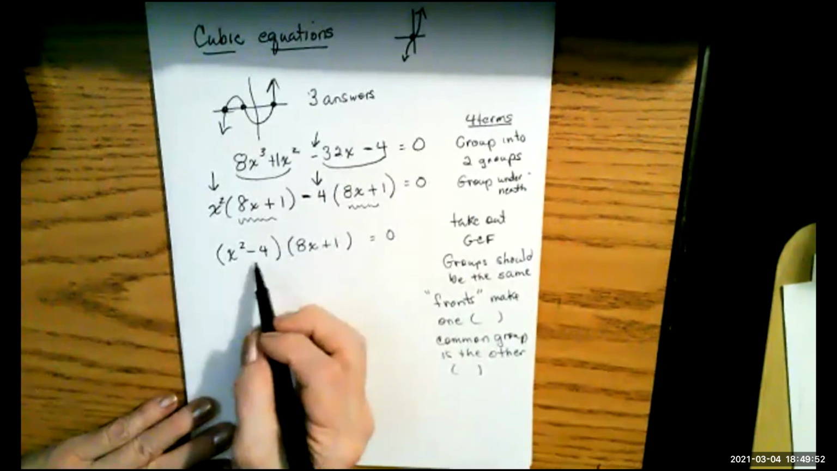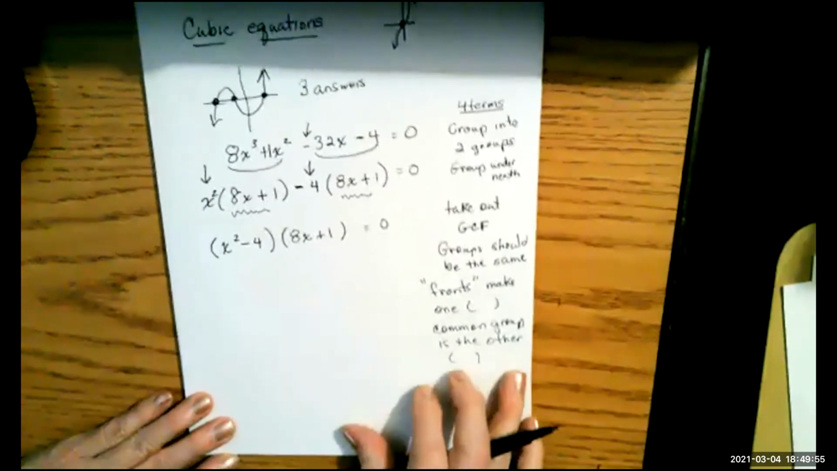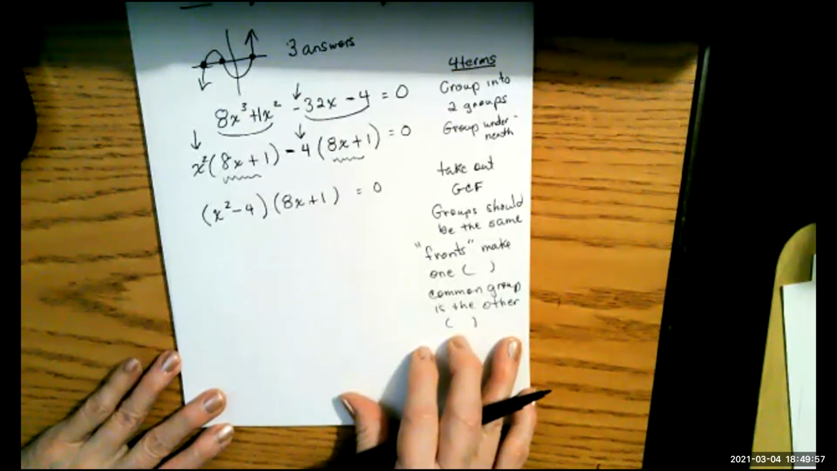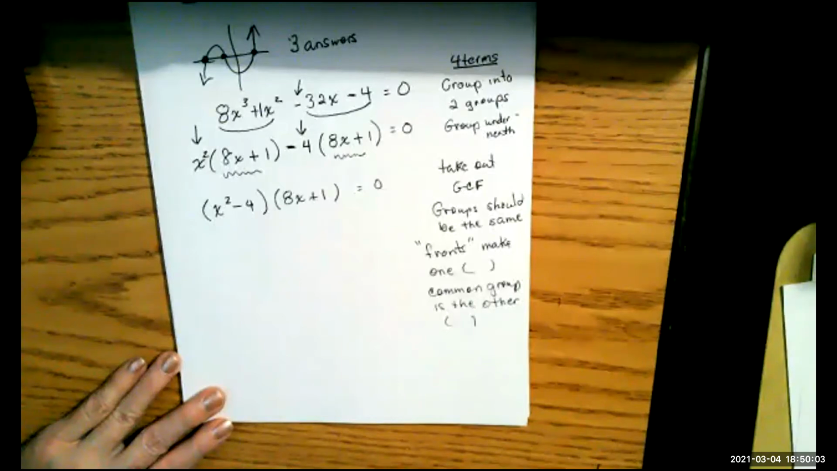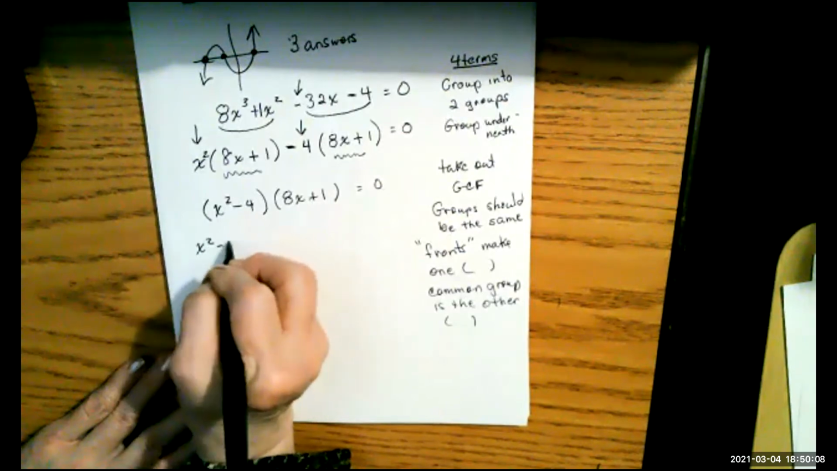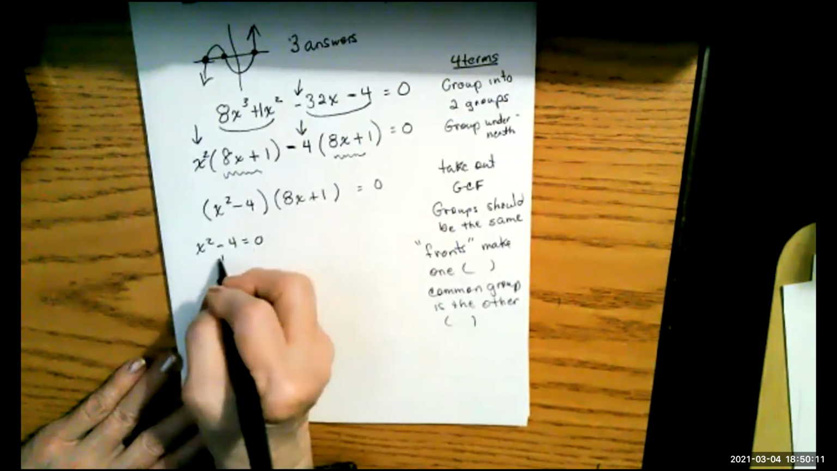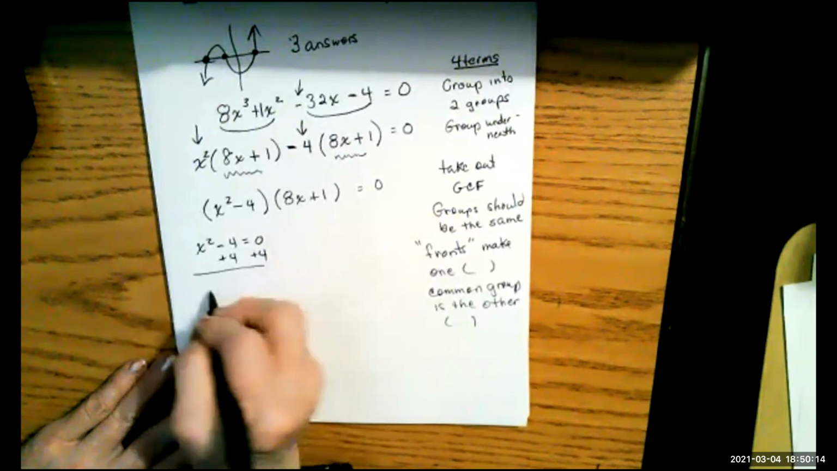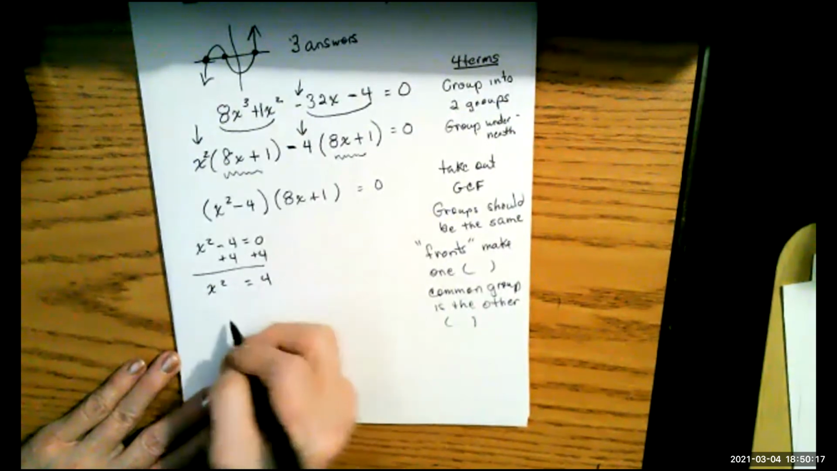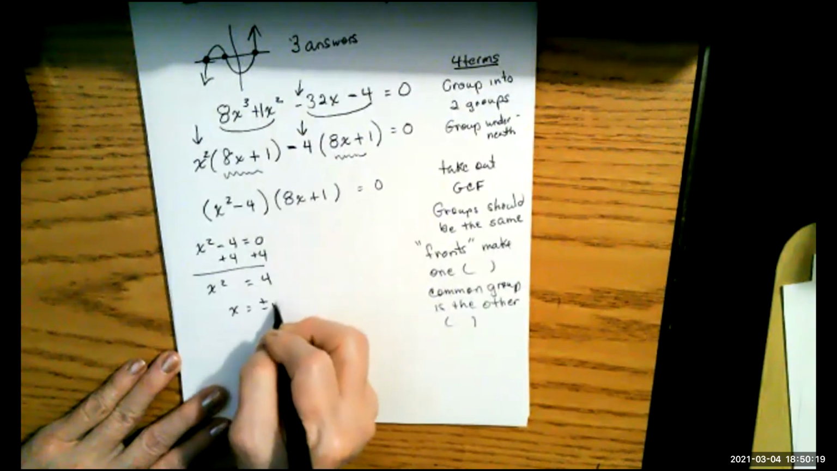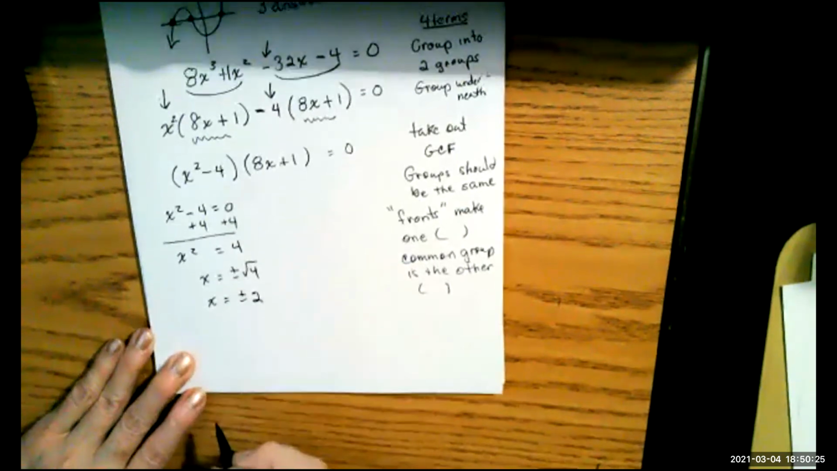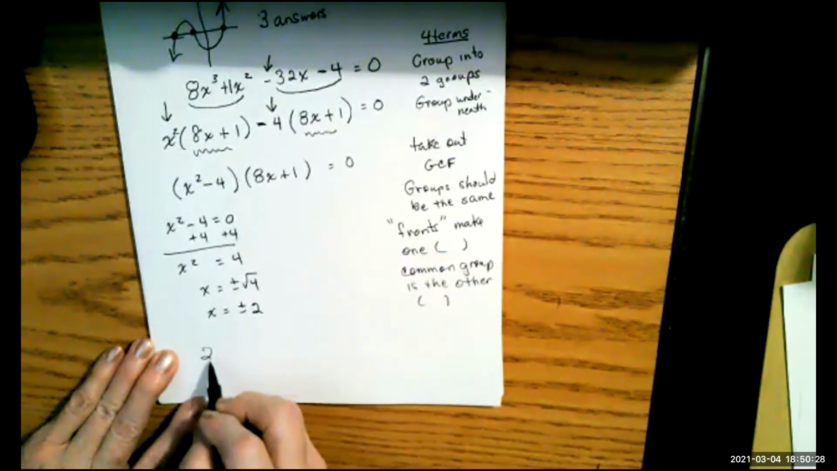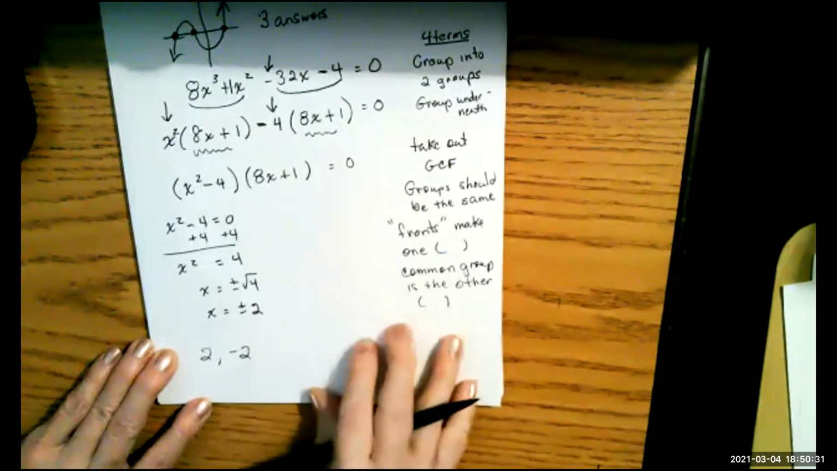Now I might have to factor this one right here, but I'm going to use the square root method instead of factoring. I could factor this into x plus 2 and x minus 2 and set both of those equal to 0. But I'm going to use that square root method that I talked about earlier and add 4 to both sides. And I have x squared equals 4. So x equals plus or minus the square root of 4. So x equals plus or minus 2. So that gives me two roots, 2 and -2.